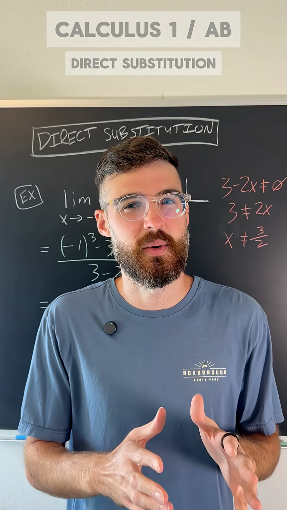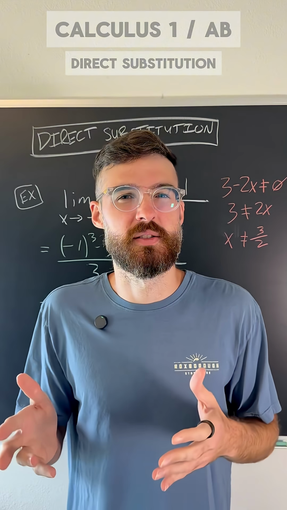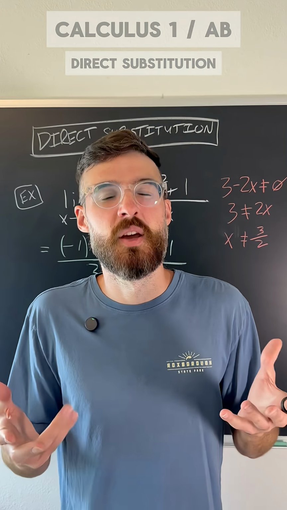As we saw in all those examples, the domain restriction from our denominator was not equivalent to the x value that our limit was approaching. If it was, we wouldn't be able to do direct substitution right away. So what would we do? We'll cover that in the next video.